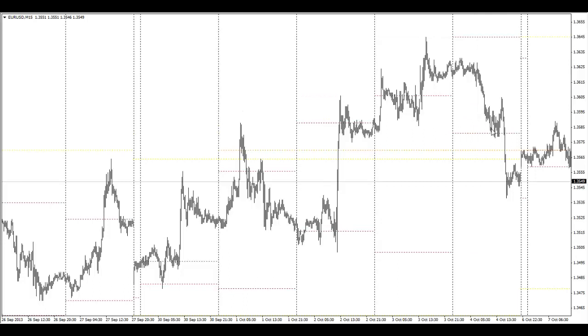Now what did we just see? We saw the pip range hanging around that 70 to 80 pip marker. We moved into 100 pips. Then in here we shrunk down to 60. So we had 70, 70s, 100, then 60.